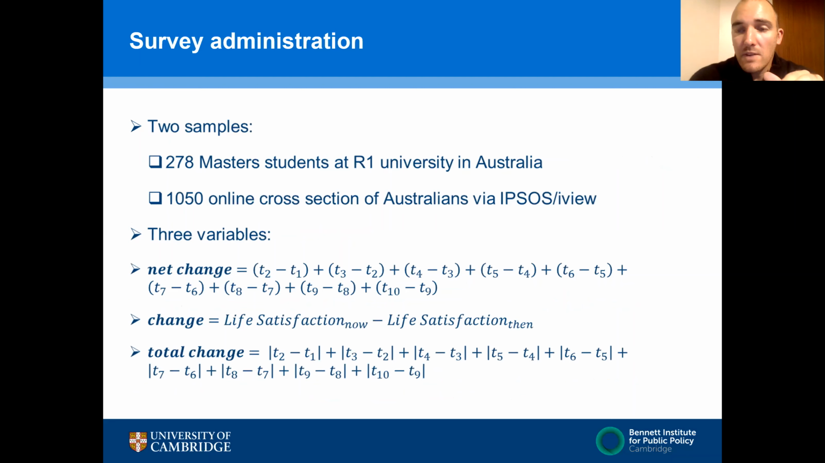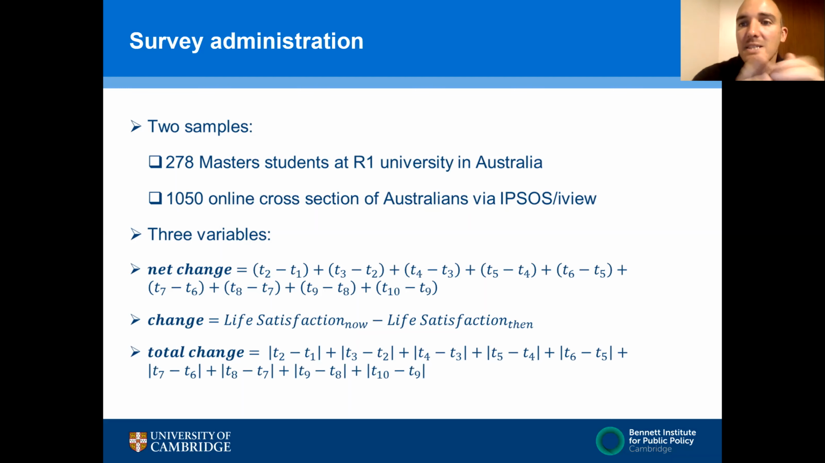We administered this survey to two groups. I keep saying we, but this is my paper. About 300 master's students at an R1 university. And most of these master's students in Australia are actually foreign students on Australian government scholarships. So they're a purposeful sample, not at all representative. But the idea is that most of these people have had very sustained increases in their quality of life over the last 10 years. Most of them are in their 30s. And so if anyone's going to have ceiling effects kicking in, it's these people.